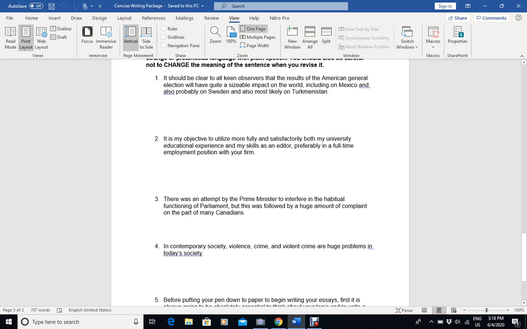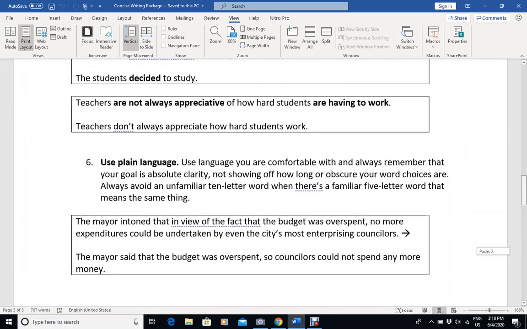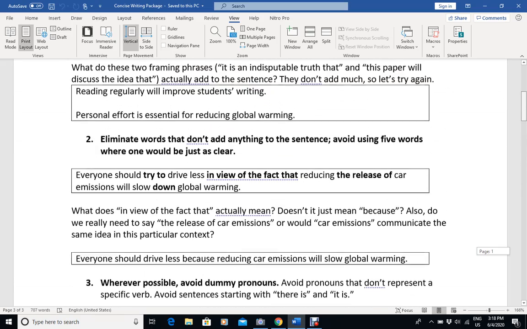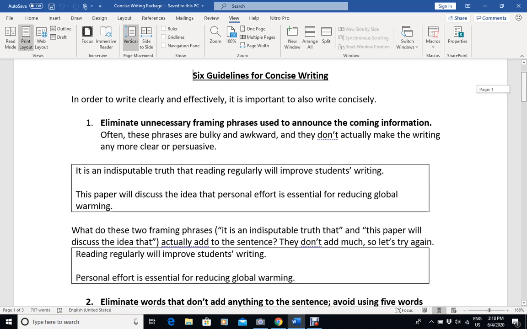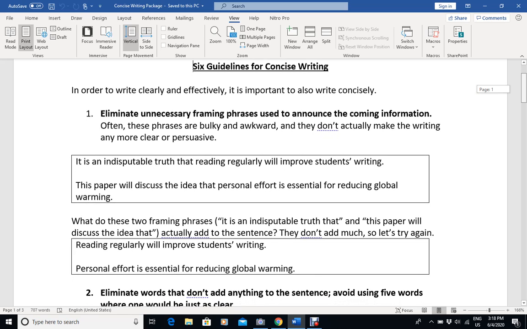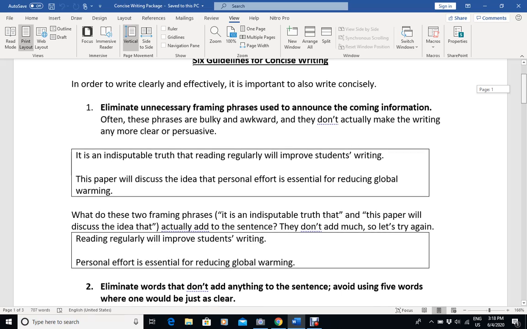So let's make this a little bit bigger, page width. First thing I want to do is just briefly review the 6 guidelines that we looked at. And we can see that we have a handout here that summarizes them for us. So first of all, guideline number 1 is to eliminate unnecessary framing phrases at the beginning of sentences as much as possible.